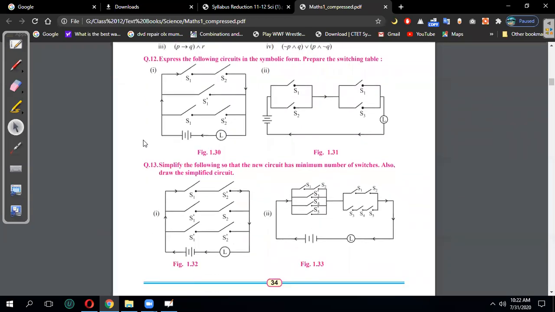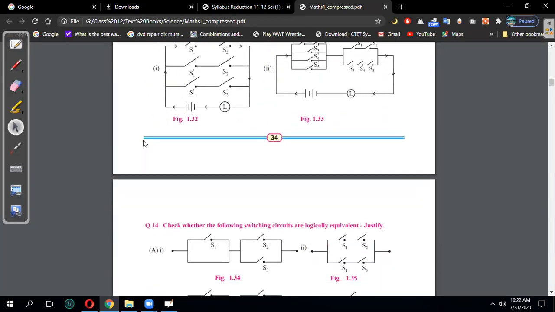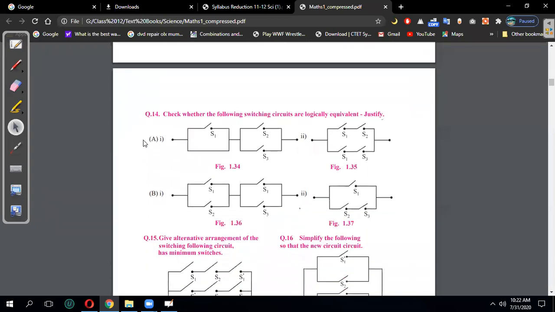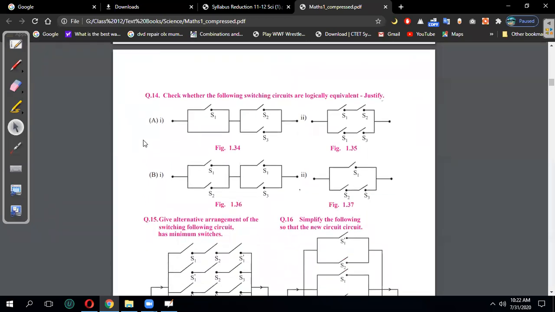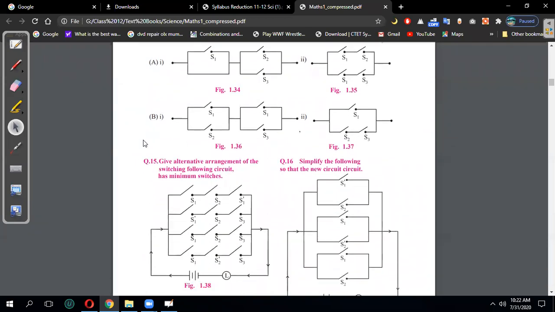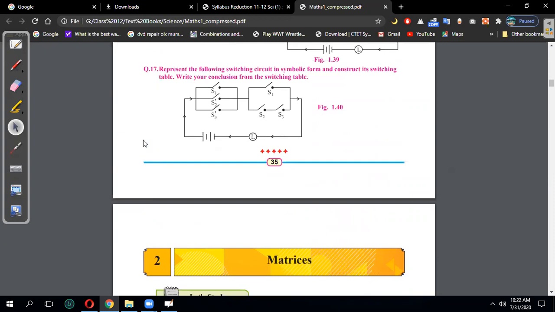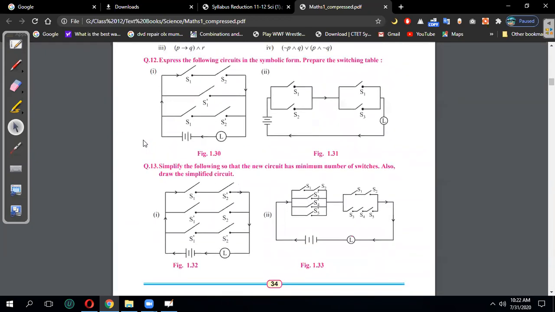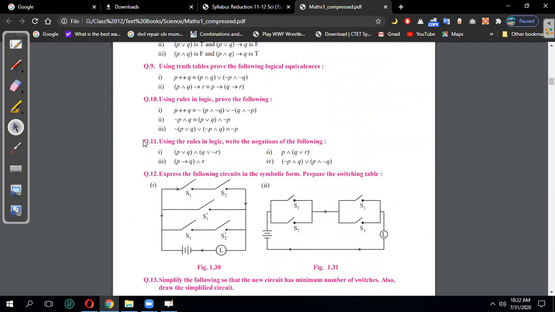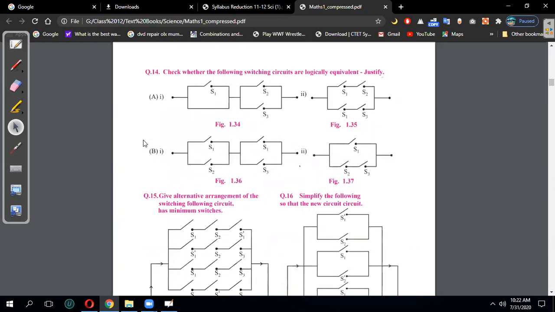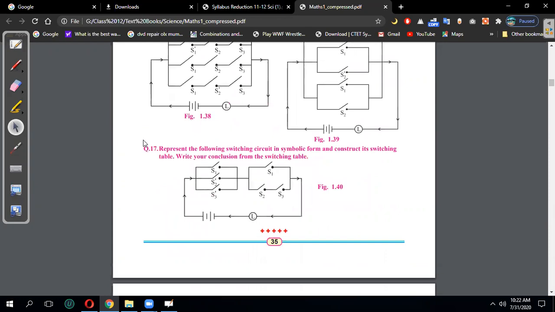Yes, sir. Question number 13 is also not in your syllabus. Question number 14 is also not your concern. You don't have to do any homework related to that. Question number 15 is also cancelled. Question number 17 is also cancelled. So from question number 12, no need to perform any question. Question number 12 to question number 17. Okay.